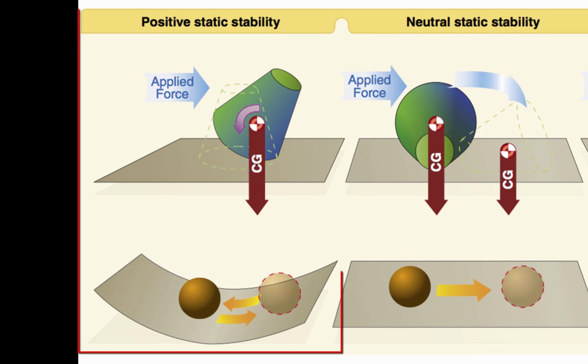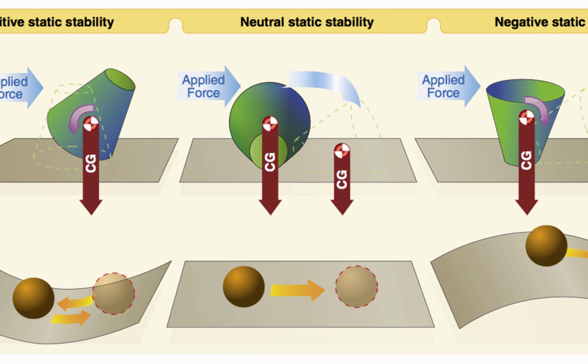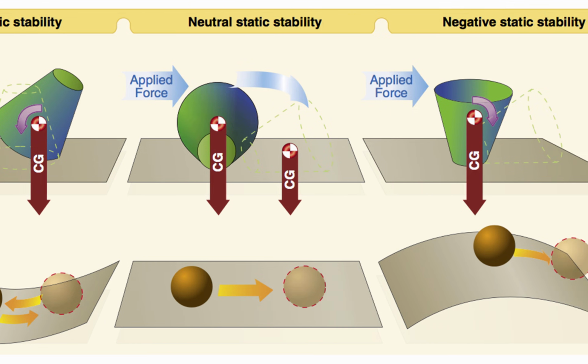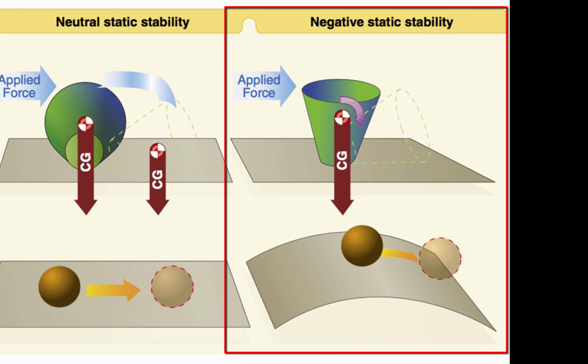Positive static stability is the initial tendency of the aircraft to return to the original state of equilibrium after being disturbed. Neutral static stability is the initial tendency of the aircraft to remain in a new condition after its equilibrium has been disturbed. Negative static stability is the initial tendency of the aircraft to continue away from the original state of equilibrium after being disturbed.